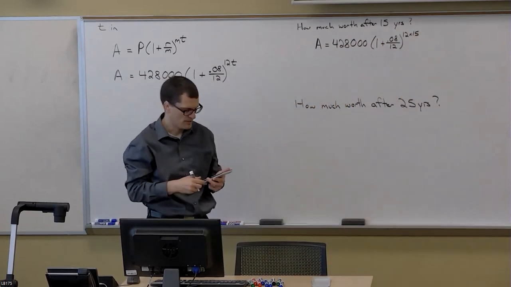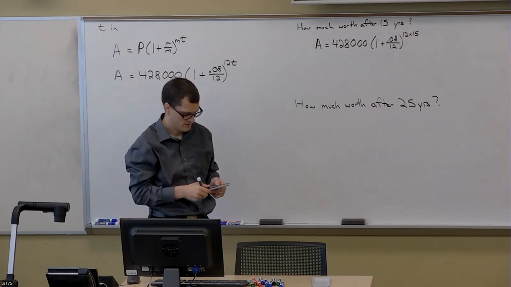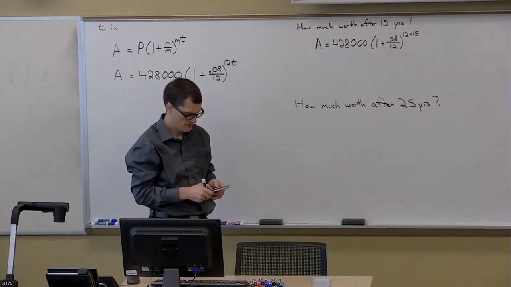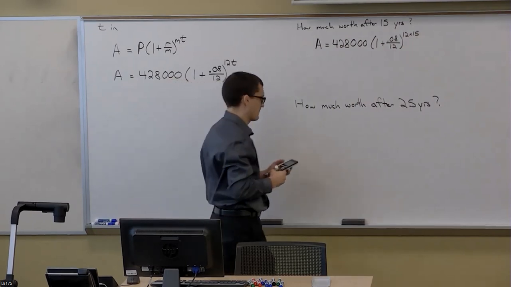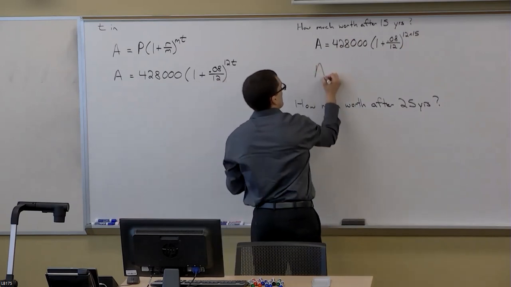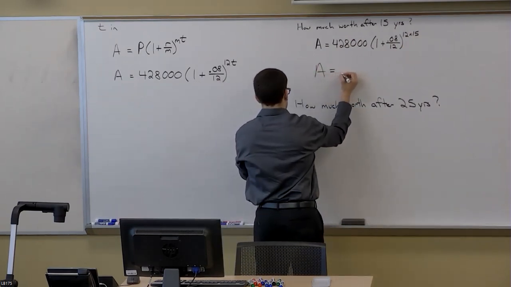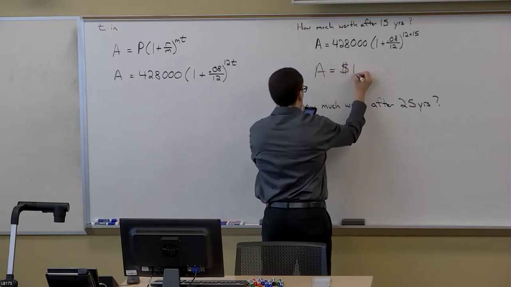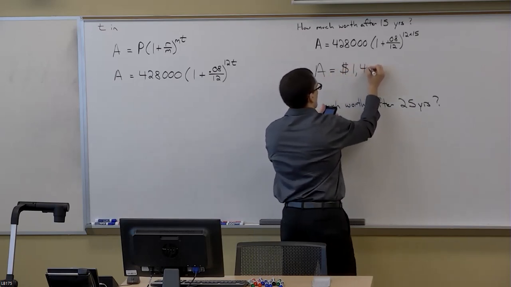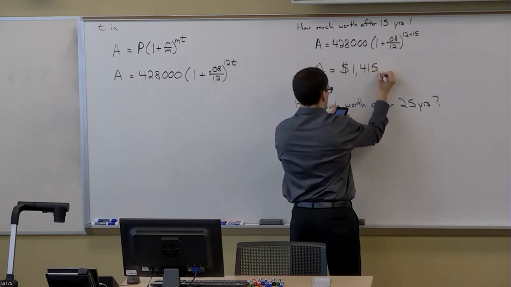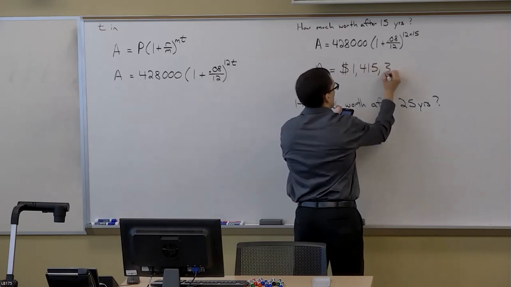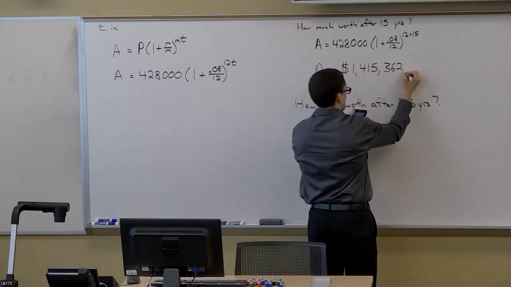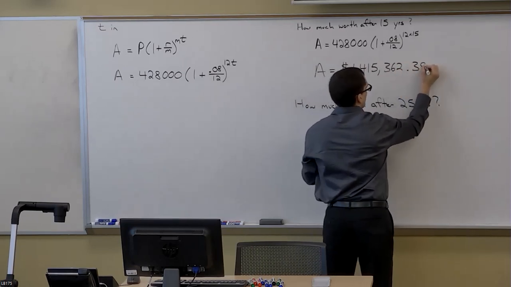If you want to put it into the calculator, the amount you have after 15 years is going to be $1,415,362.39.